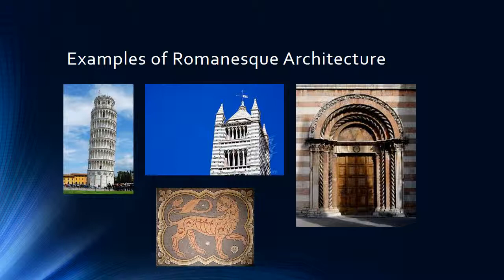Examples of Romanesque architecture. From the use of marble to multiple colored marble, as well as the receding molded doors with multiple arches. And of course, the famous lion.